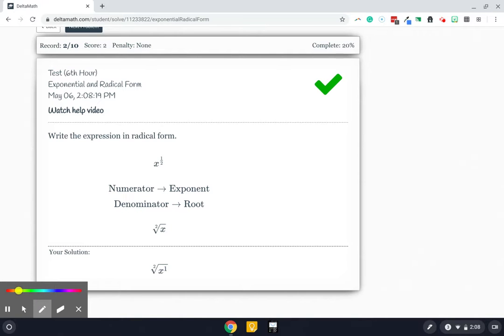Just one thing I'll remind you really quickly. Delta Math likes the word root, which I do too. I think it's a great word, but we are calling it the index. And it's that cute little number in the front of the radical. So if you're checking your answers, that's kind of what's going on. Otherwise, I think you got this.